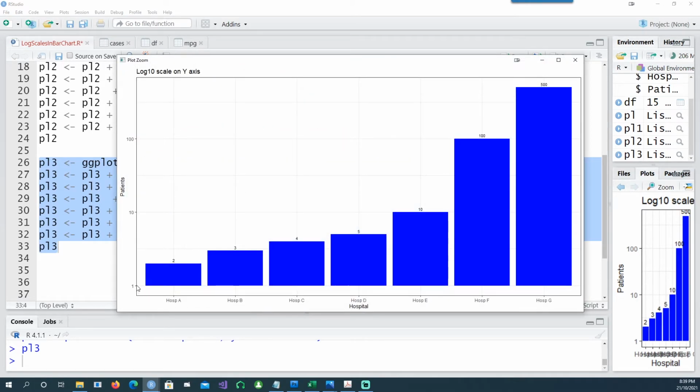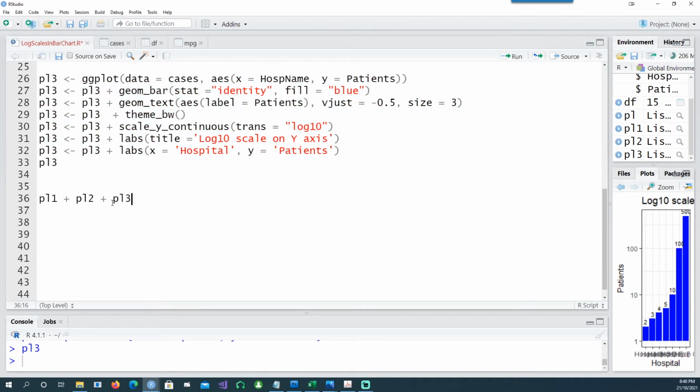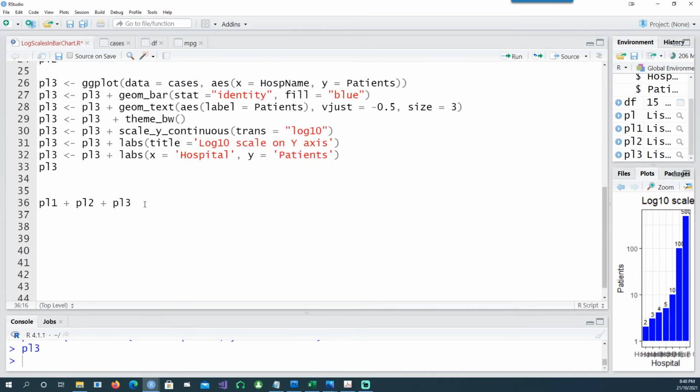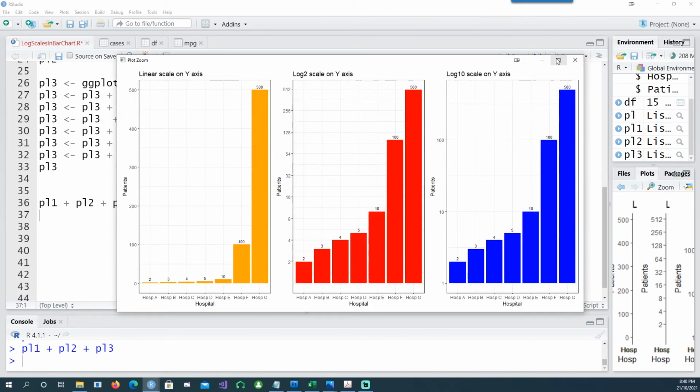In this case, the jump is because this is a log10 scale, so 10 times the number, and again 10 times the number, and again 10 times the number, which would probably be 1,000 somewhere there. This is a log10 scale. If I draw all the charts together by saying PL1 plus PL2 plus PL3, and this command is made possible by using the patchwork package, we get our 3 charts, so you can compare them.